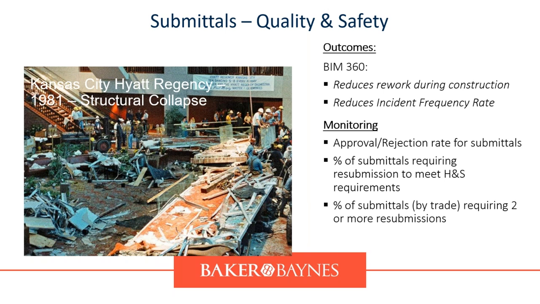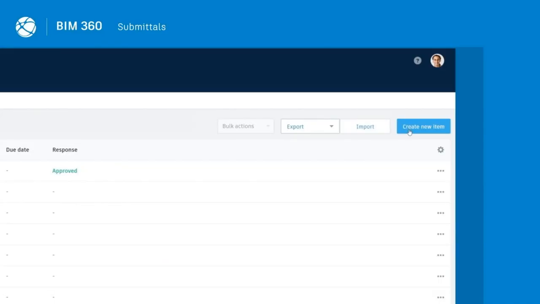Here also from a submittal point of view for BIM 360 Build, you can have a look at the submittals by trade. Who of them require more than two resubmissions? How many of these submittals require resubmission to track health and safety? There's a variety of different things that you can look into, or also what's the average time spent to approve submittals. If you are hearing my dogs bark in the background, I'm terribly sorry about that.